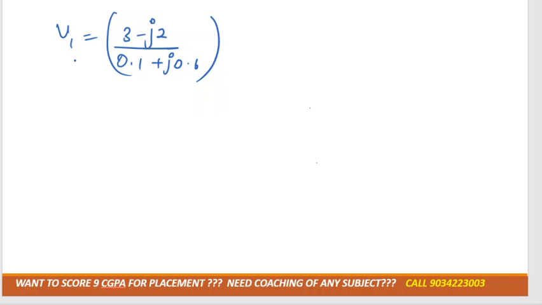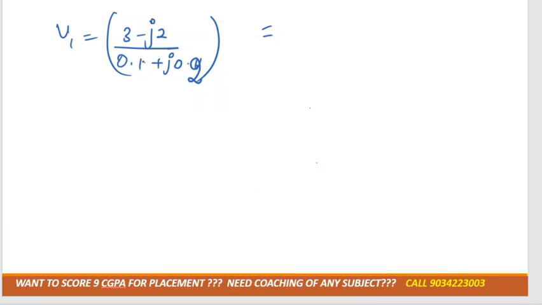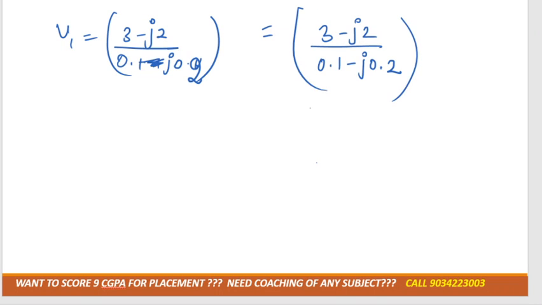Okay. Now tell me, top one is how much? 3 minus j2 is how much? Wait, here it's a bracket. So in this case it is 0.2 minus j0.2. So the final is 3 minus j2 over 0.1 minus j0.2. This is the final value. Okay, now tell me 3 minus j2 is how much?